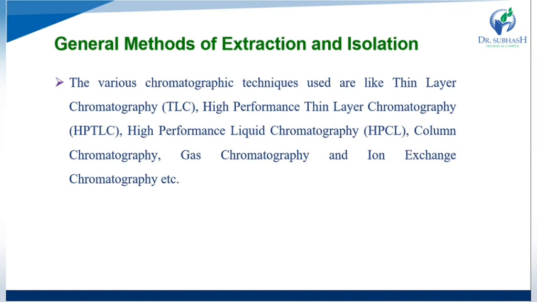Now some examples of chromatographic methods. The various chromatographic techniques used are thin layer chromatography, that is TLC, high performance thin layer chromatography, that is HPTLC, then high performance liquid chromatography, that is HPLC, then column chromatography, gas chromatography, and ion exchange chromatography. Mostly we use thin layer chromatography, HPTLC, HPLC and column chromatography. Okay.